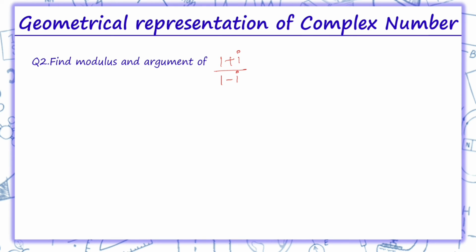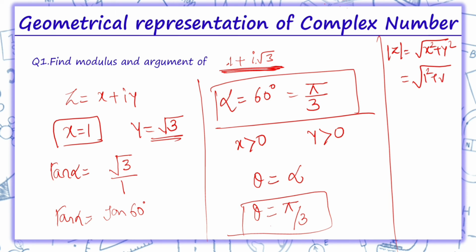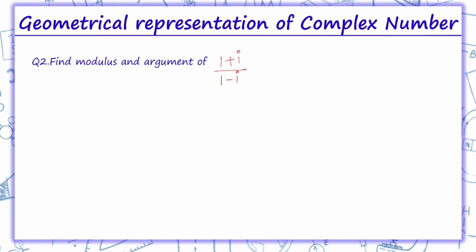Coming on to the next, and yes, we have to find over here the modulus of z also. So modulus of z will be the square root of x square plus y square, which is 1 square plus root 3 square. So it will be 1 plus 3, which is square root of 4, that is 2. So this is how we can calculate the modulus of z.